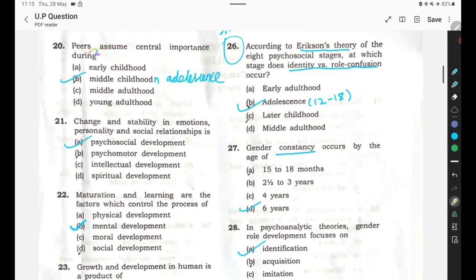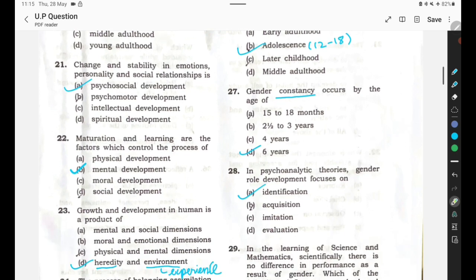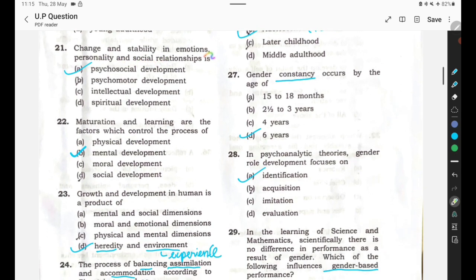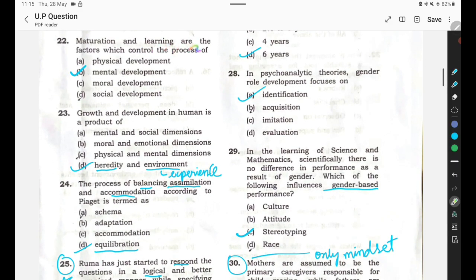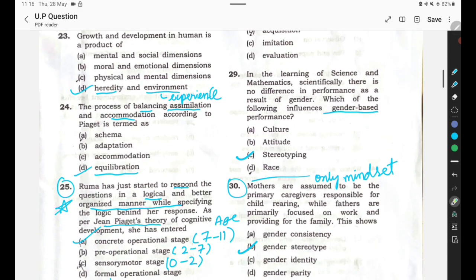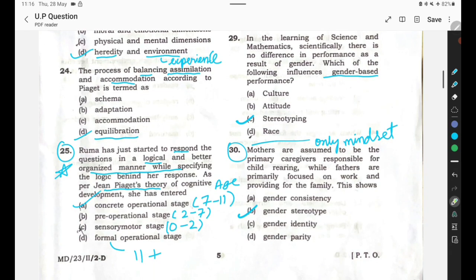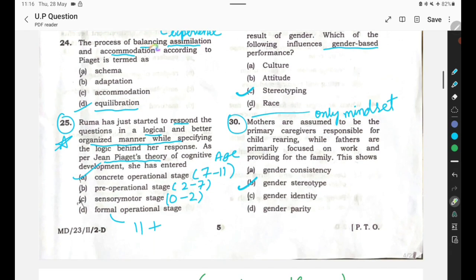Question number 20. Peers assume central importance during middle childhood and adolescence. Okay. 21. Change and stability in emotions, personality, and social relationship is social development. Okay. This is the answer. Social development. 22. Maturation and learning are the factors which control the process of mental development. 23. Growth and development in human is a product of heredity and environment. Okay. 24. The process of balancing assimilation and accommodation according to Piaget is termed as equilibration.